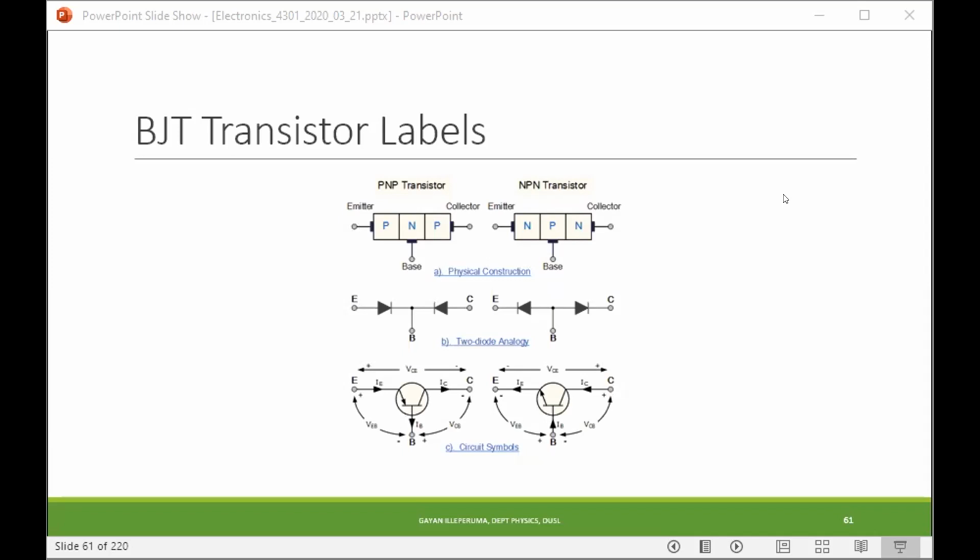Other than that, there are some standard notations regarding transistors. For example, current going in or out of the collector is known as IC. Whenever you measure current, you use the capital letter I. So IC means the collector current going through the collector. IB means current through the base. IE means current through the emitter.